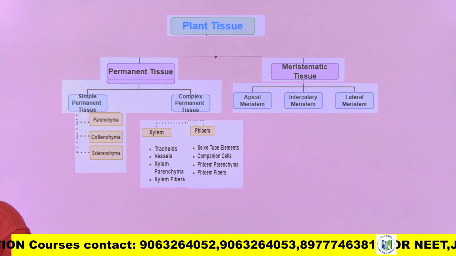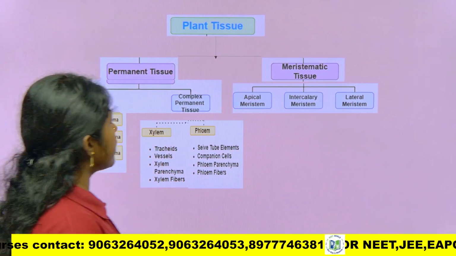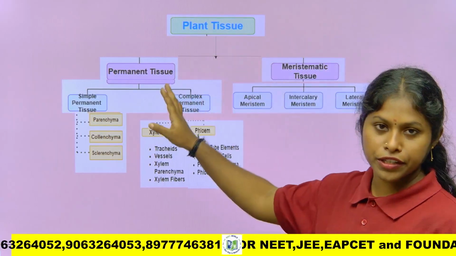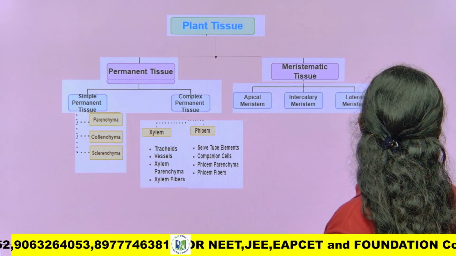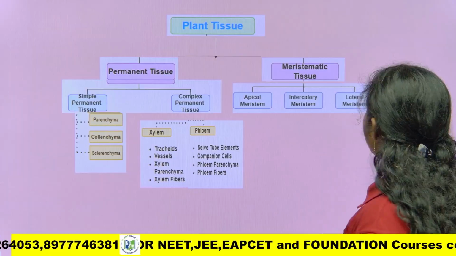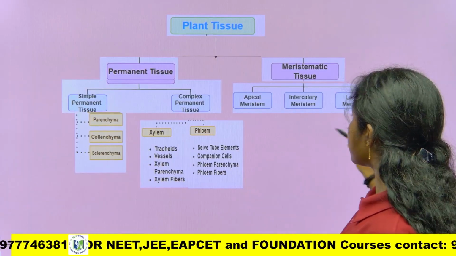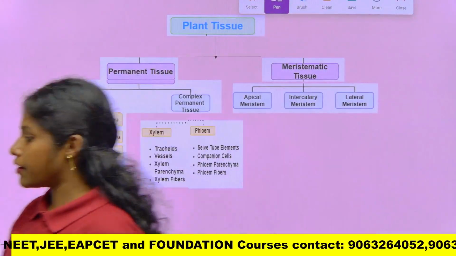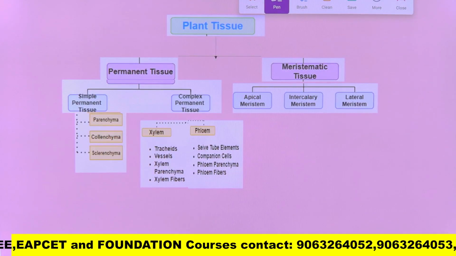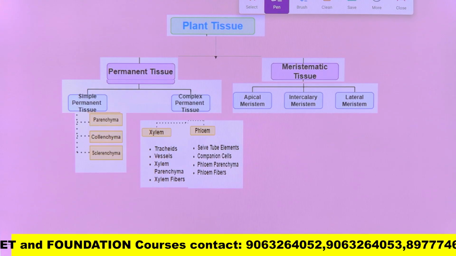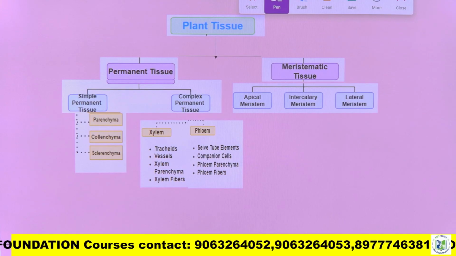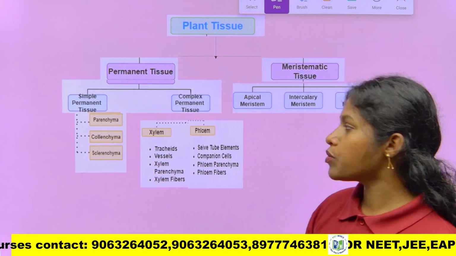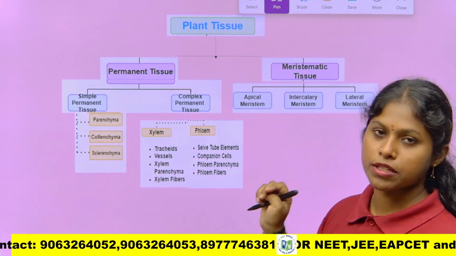So let's quickly recall, children, we discussed the plant tissues. There are two types based on what, children? Meristematic tissue and permanent tissue, based on the location. Meristematic tissue is divided into three main types: apical, intercalary and lateral. And permanent tissues are of two types. What are they, children? Simple permanent tissue and complex permanent tissue.